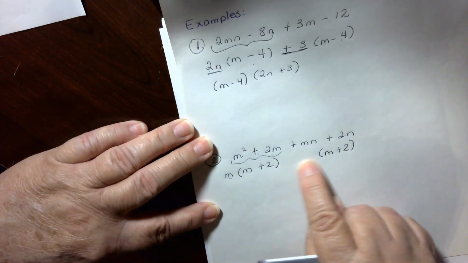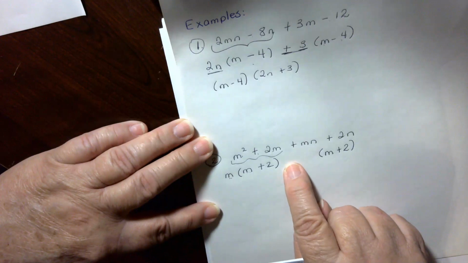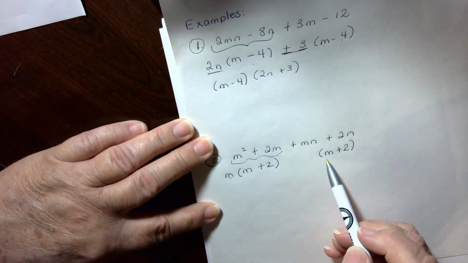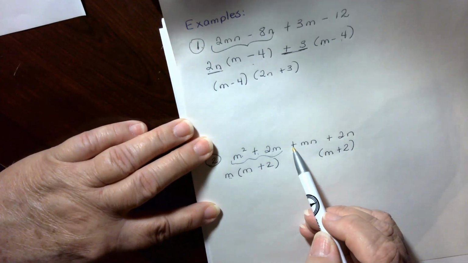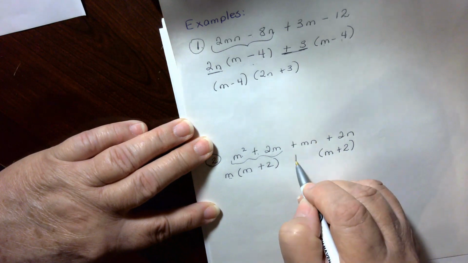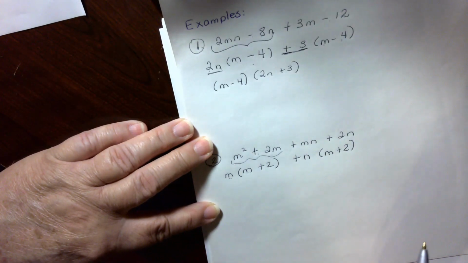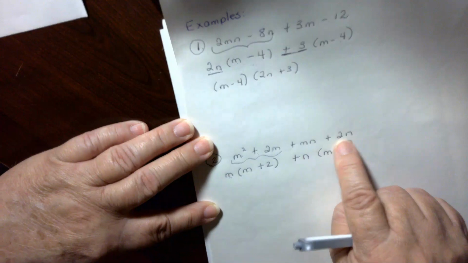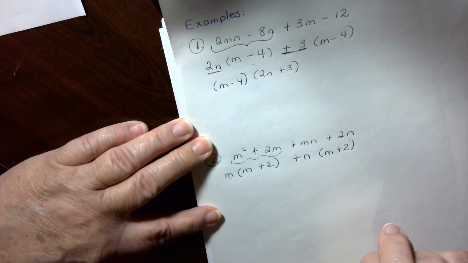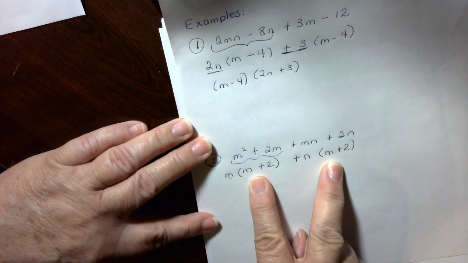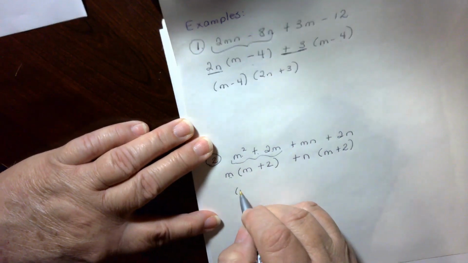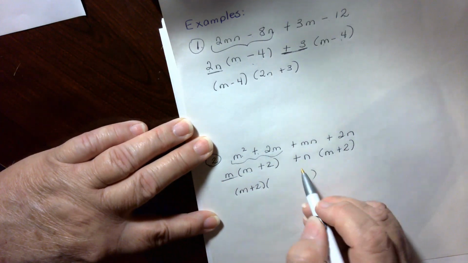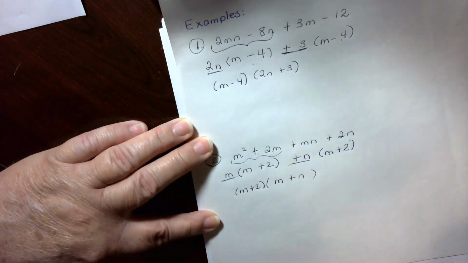Step 3 is to figure out what needs to go right here. There needs to be either a plus or minus sign and some kind of a number or letter. So I ask, what would I multiply by m to get a positive mn? That would be a positive n. And then I check to make sure that this n times this 2 gives me that last term. And it does. Now I factor whatever's common to those 2, which is the m plus 2. And my other factor is what's left over, that m plus n. And that's my answer.